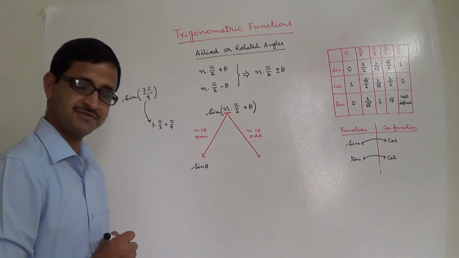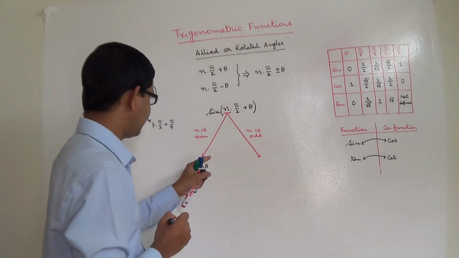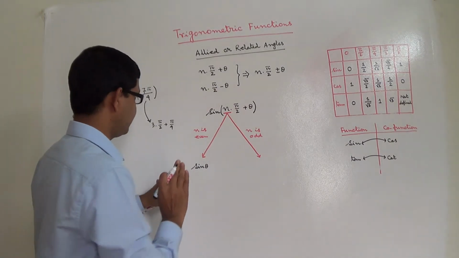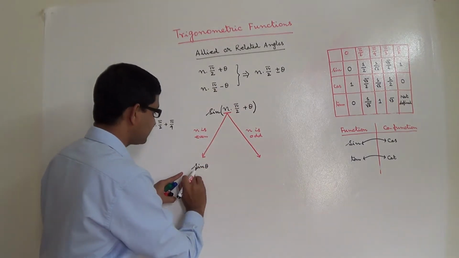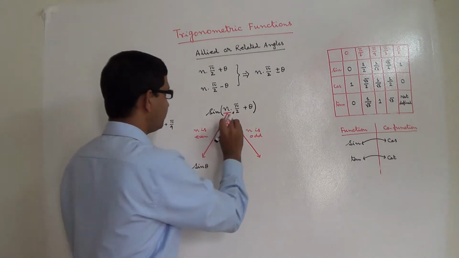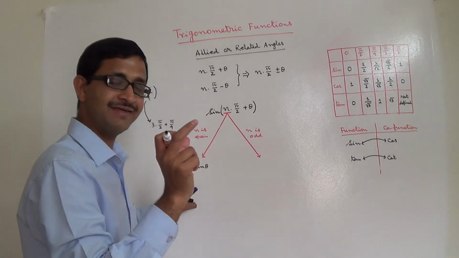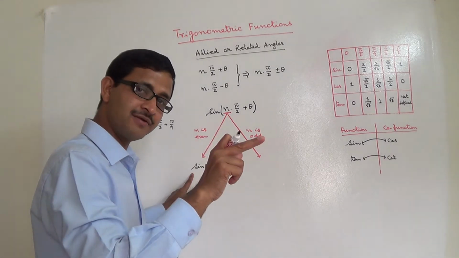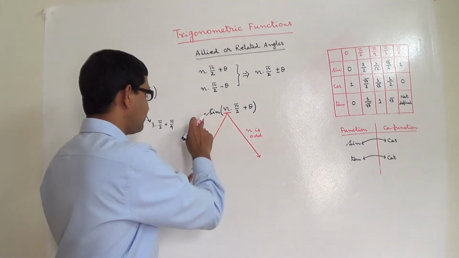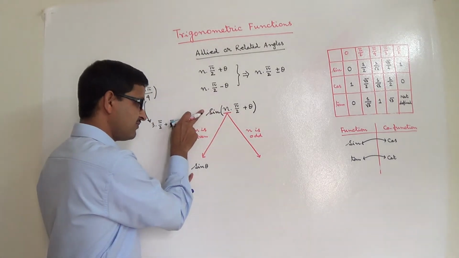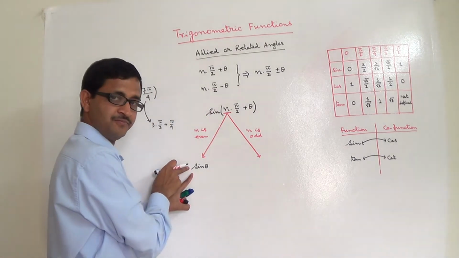As simple as that. And this is the first part; the second part is still remaining: what will be the sign of this sine theta? Then you need to compute in which quadrant n into pi by 2 plus theta lies. In that quadrant, if sine is positive, it will be positive. If in that quadrant sine is negative, it will be negative.